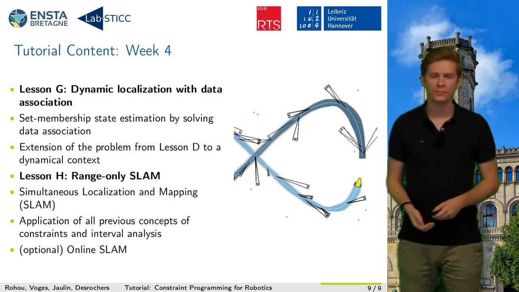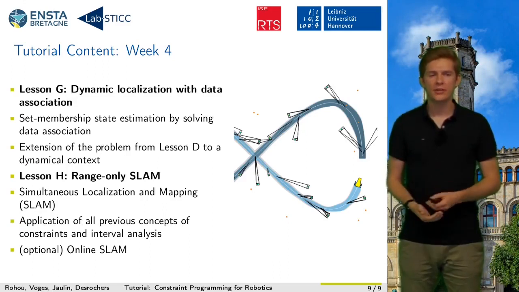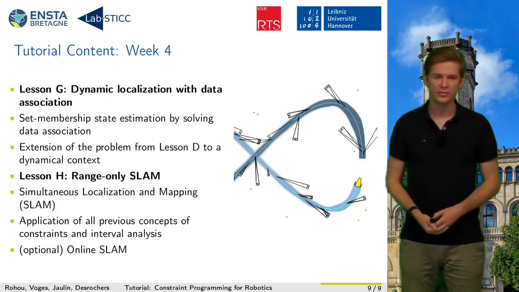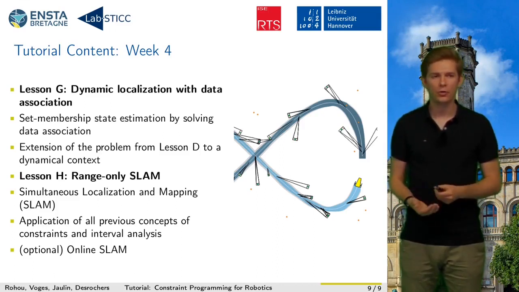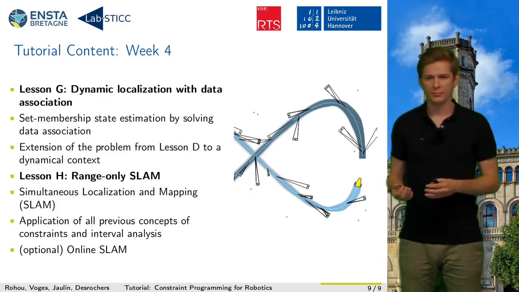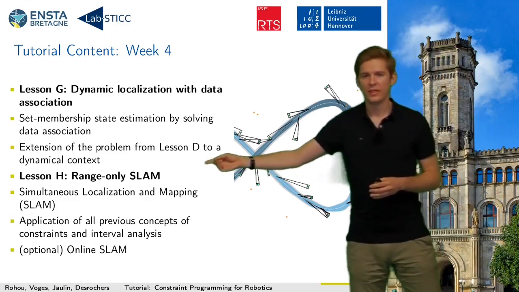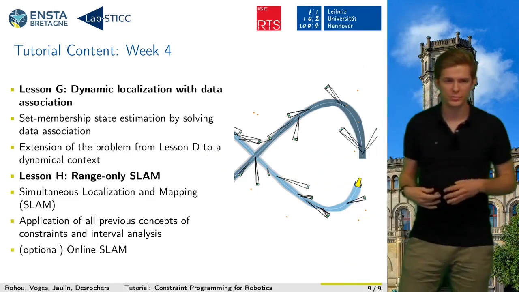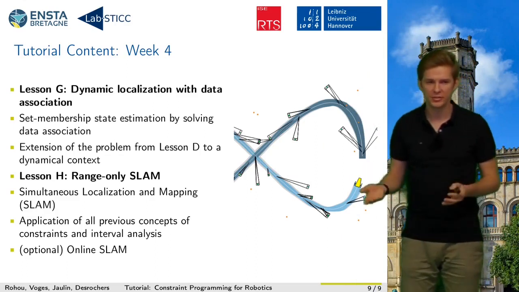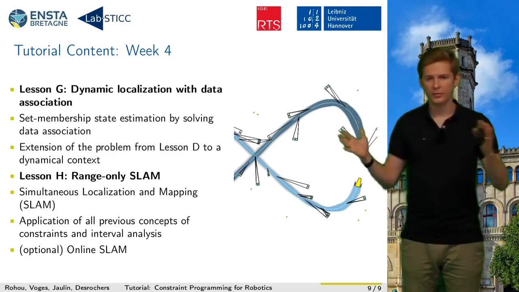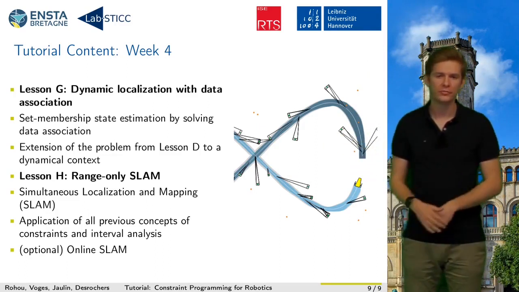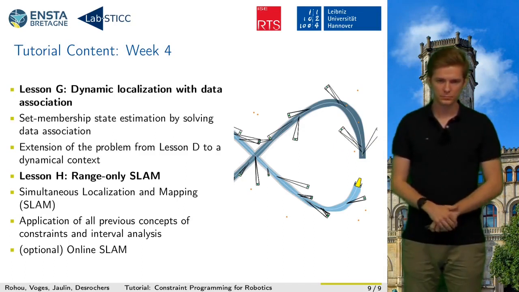Finally, in the fourth week, we will now do a dynamic localization with data association. So previously we already built our own contractor for the data association problem, and now we combine this with the concept of tubes and dynamic localization. So as it says here, this is an extension of lesson D, which was building your own contractor to a dynamical context. Finally, we put everything we have so far together to solve a range-only SLAM problem.